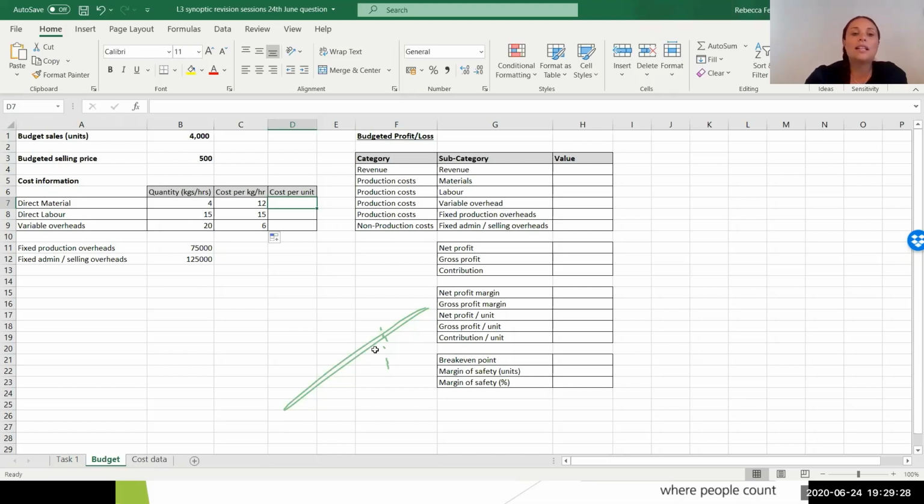Perfect. So to find out the cost per unit, I'm going to multiply the quantity by the cost. So equals my B7 times my C7, and that gives me 48. And I can just drag that down to my other 2 columns, and I've now got those in there. If you've done a slightly different formula in there and it's got the same answer, that's fine. You don't need to worry about that. That's absolutely fine in your calculations.